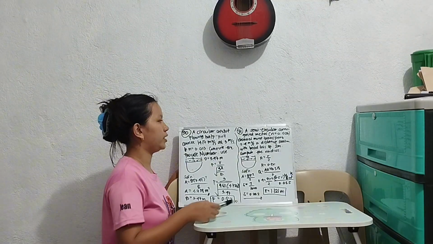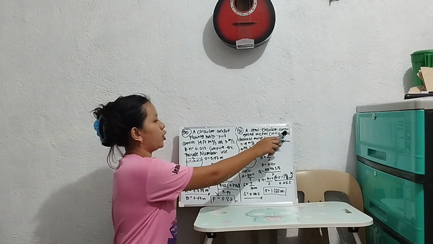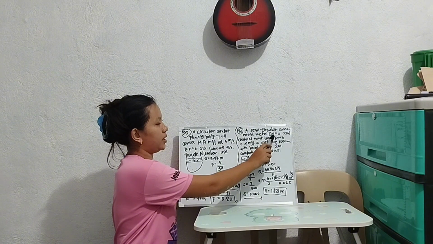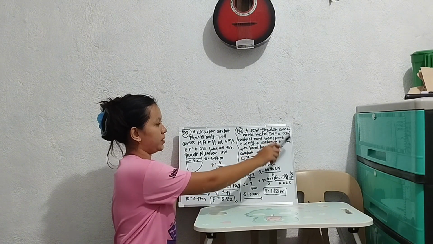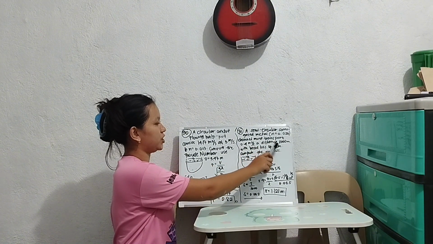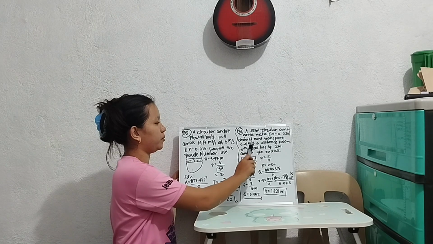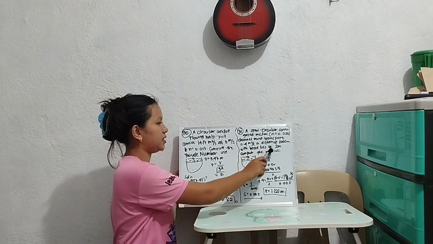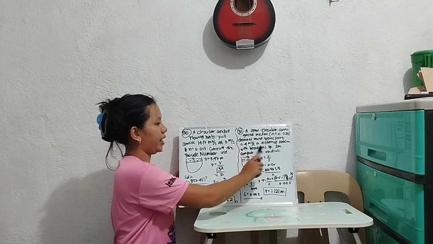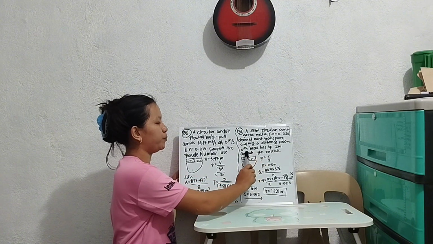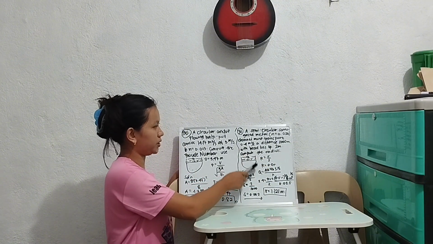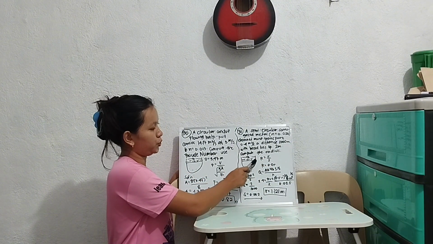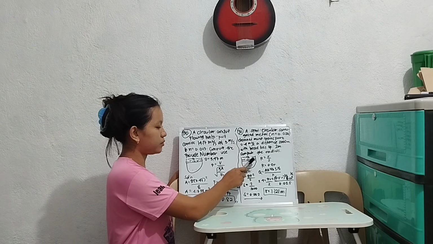For number 31, a semicircular corrugated metal channel with n equals 0.026 must transport 2.4 cubic meters per second a distance of 1,000 meters with a head loss of 2 meters. Compute the radius. So this is the semicircular corrugated metal channel. We need to find the radius.